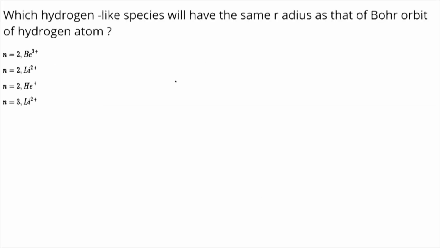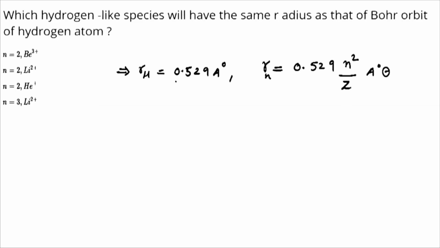Hello everyone. In this question we have to find out which hydrogen-like species will have the same radius as the Bohr's radius of hydrogen atom. For hydrogen atom, the Bohr's radius is 0.529 angstrom, and for hydrogen-like species, the radius Rn is given as 0.529 n square by Z angstrom, where n is the energy level and Z is the atomic number.